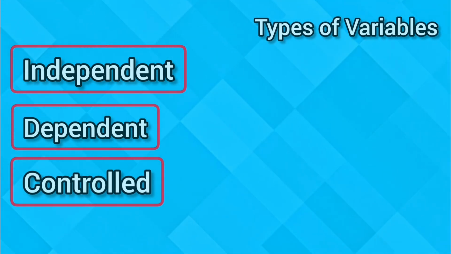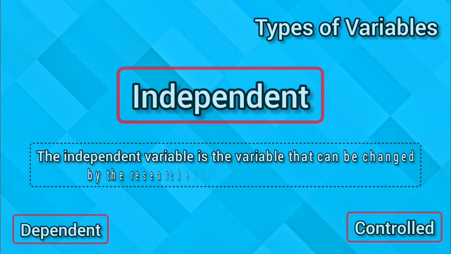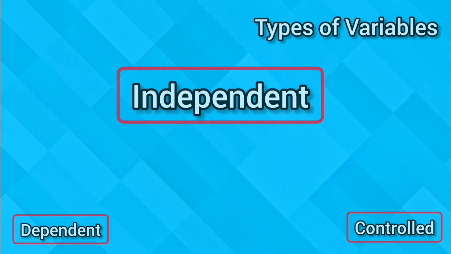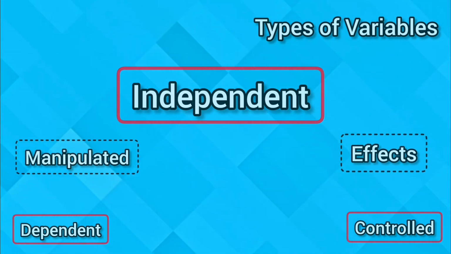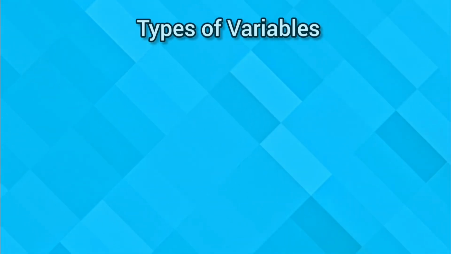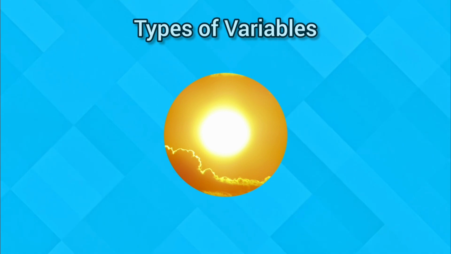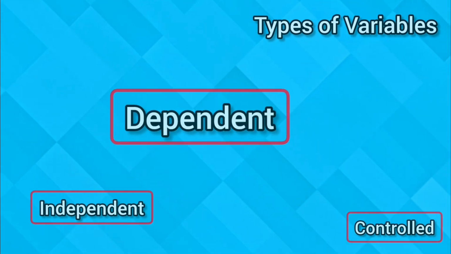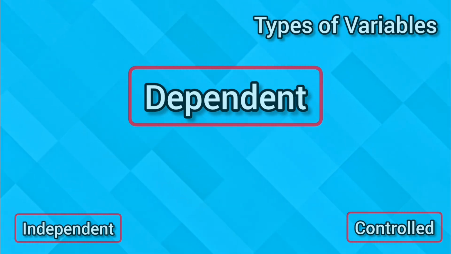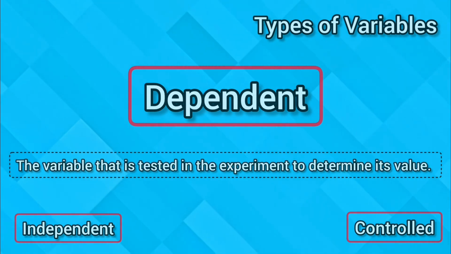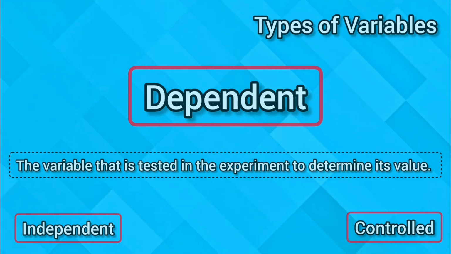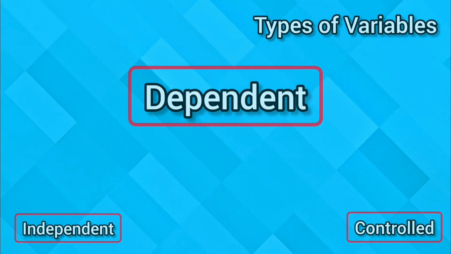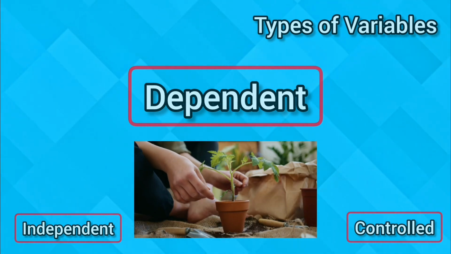Let's take a closer look at their definitions. The independent variable is the variable that can be changed by the researcher throughout the experiment. This variable is manipulated to observe its effects on the dependent variable. For example, in our experiment, the amount of sunlight would be the independent variable, because we will change the amount of light to see its effects on plant growth. The dependent variable, on the other hand, is the variable that is tested in the experiment to determine its value. It is the variable that is expected to change as a result of the manipulation of the independent variable. Therefore, quality of plant growth will be the dependent variable.